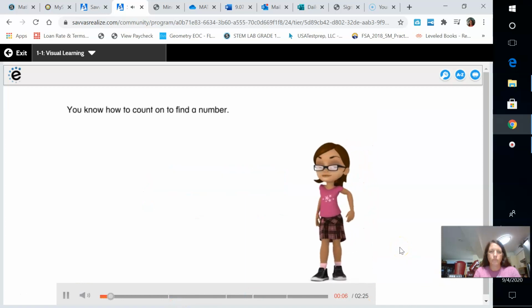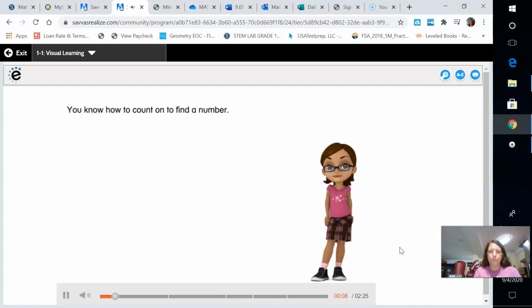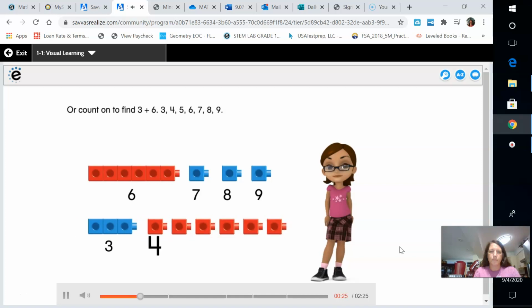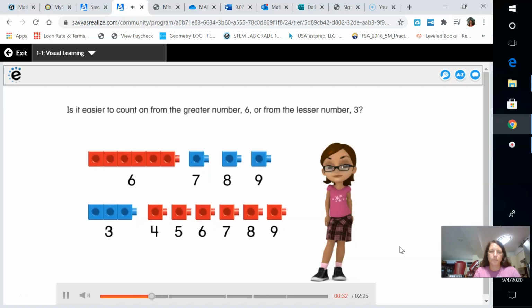You know how to count on to find a number. You can count on to find 6 plus 3: 6, 7, 8, 9. Or count on to find 3 plus 6: 3, 4, 5, 6, 7, 8, 9. Is it easier to count on from the greater number, 6, or from the lesser number, 3?